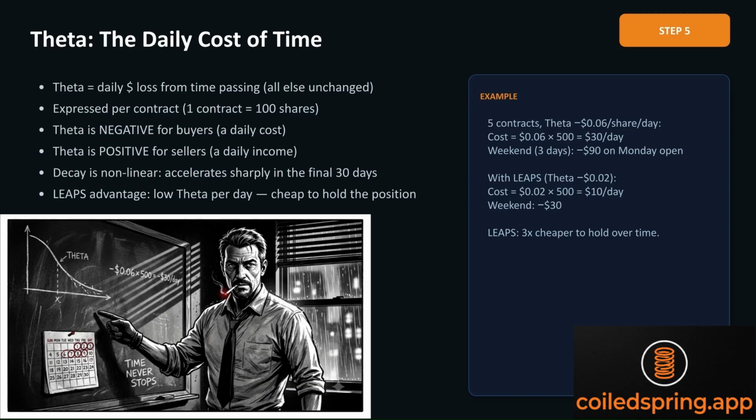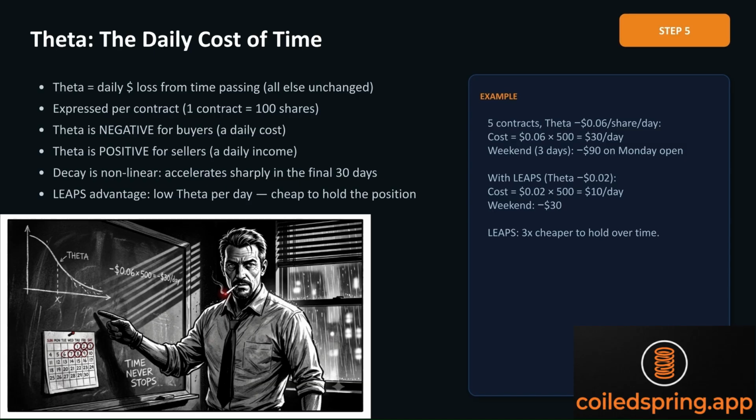It's expressed per share. And since one contract controls 100 shares, you always multiply the per share theta by 100, and then by the number of contracts you hold, to know your actual daily cost. For buyers, theta is always negative. You are on the paying side of time. Every day you hold the option, a small amount of value leaves the position. It doesn't ask for permission. It doesn't wait for you to be ready.